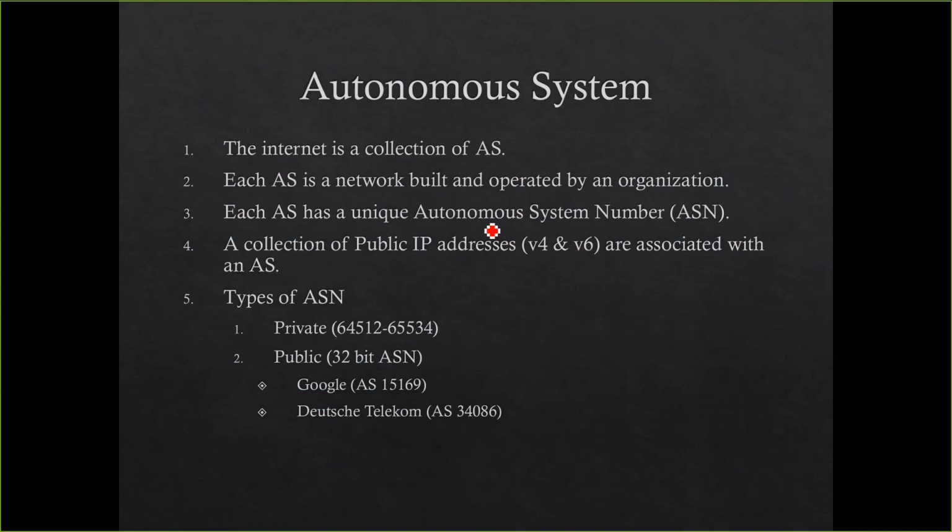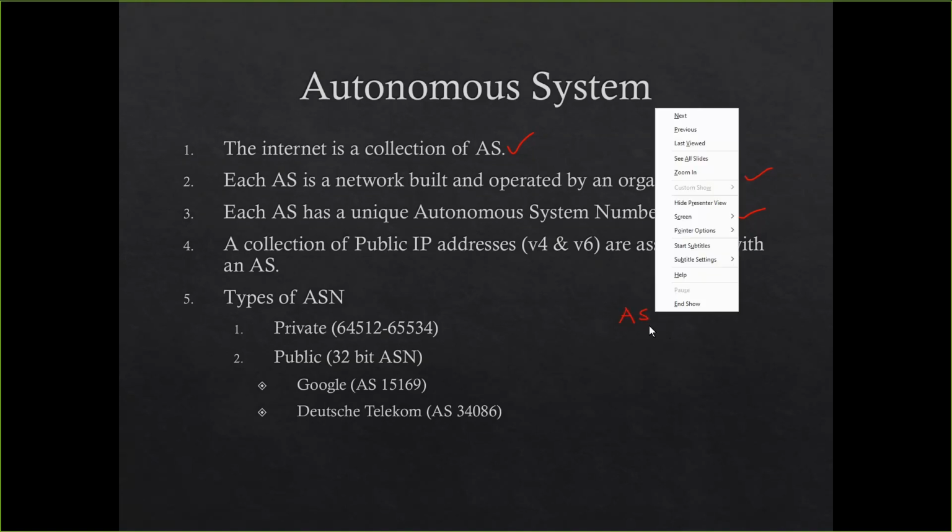So let's go to the concept of autonomous system. An internet is a collection of autonomous systems. And as I told you, each autonomous system is a network built and operated by an organization. It could be Deutsche Telekom, AWS, Amazon, Facebook will have its own autonomous system. And each autonomous system has a unique autonomous system number. It's kind of a hierarchy. If you want to start your own network, first you need to get an autonomous system number, an ASN.